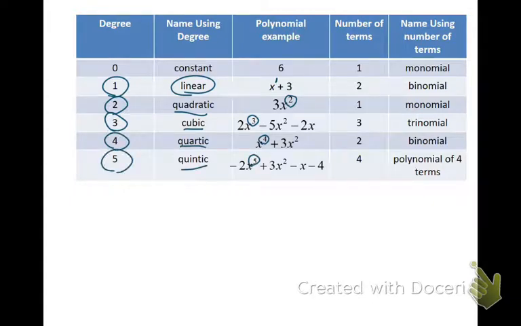Now, the number of terms: if it has 1 term, it's a monomial. By the way, if there's no x, it's just a constant, because the degree is 0, because x to the 0 power is equal to 1. Monomial has only 1 term. Binomials have 2 terms. Trinomials have 3 terms, and anything higher is just a polynomial of that many terms. So since there's 1, 2, 3, 4 terms there, that is a polynomial of 4 terms. So that's how to read and interpret that chart.